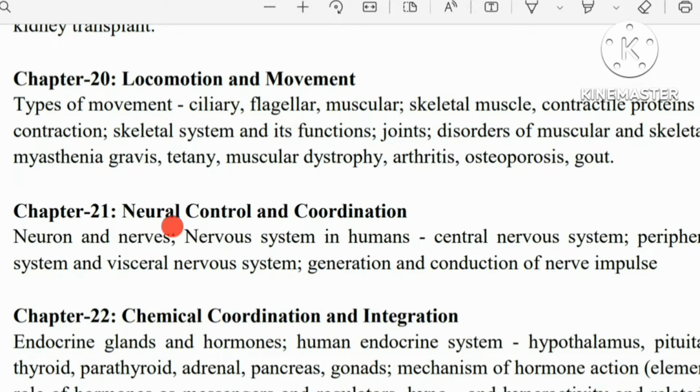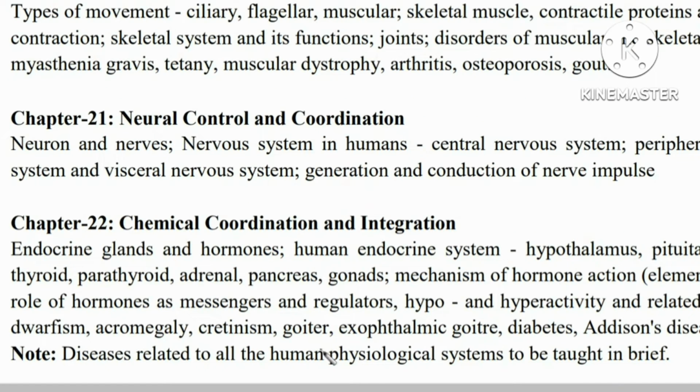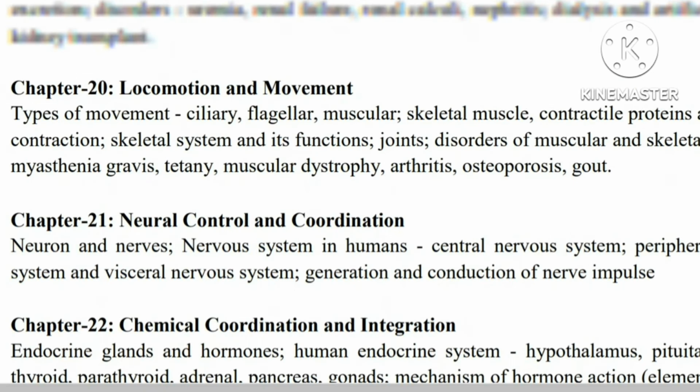Then chapter 21, neural control and coordination. How nervous system helps in control and coordinating our body systems. That comes in this chapter. Then chapter 22, chemical coordination and integration, which means how hormones and endocrine glands, different types of endocrine glands, how they help to coordinate our body's systems, and what are the different diseases related to the human physiological systems. So that's the end of the theory.